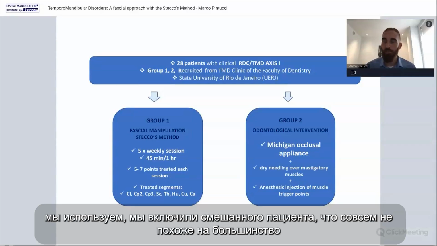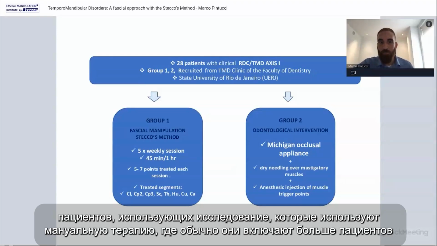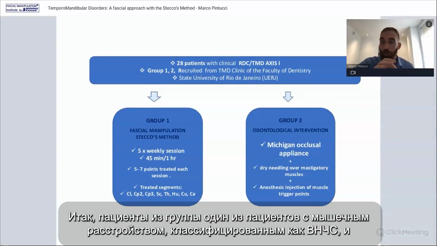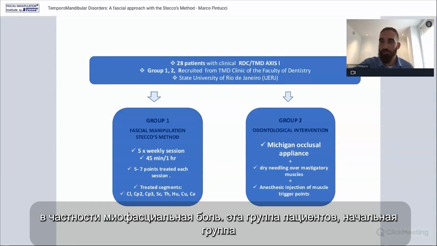In this one, we included mixed patients, which is something quite different from the majority of the studies that use manual therapy, where usually they include more patients from group 1. So the patients from group 1 of the TMD classification, so patients with muscular disorder, and more specifically myofascial pain.